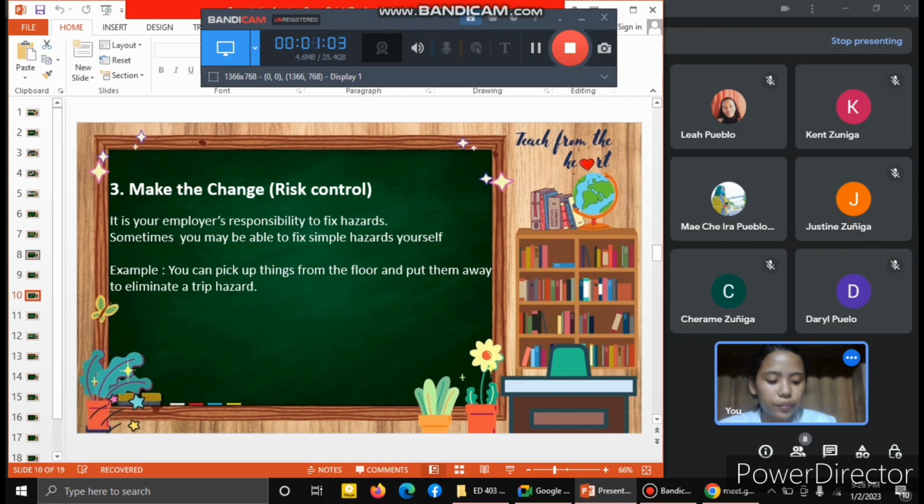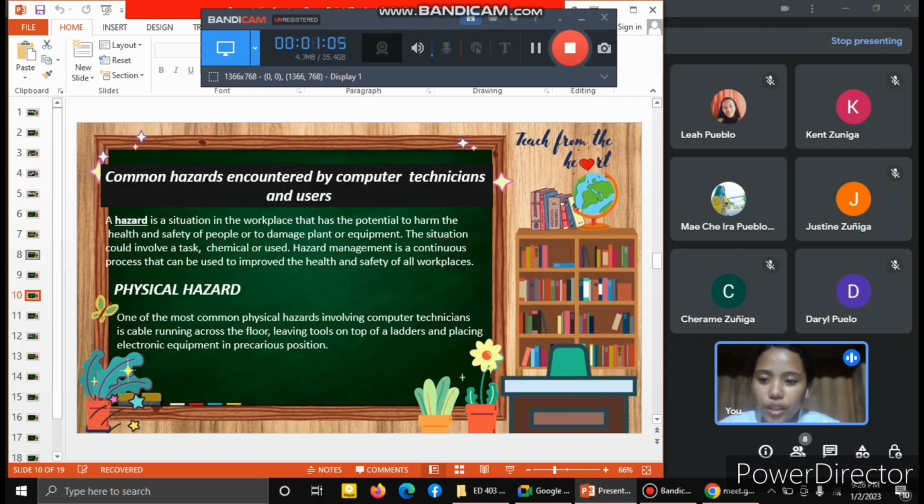So these are the common hazards encountered by computer technicians and users. We will first define the hazard. Who wants to read the definition of hazard? Justin?